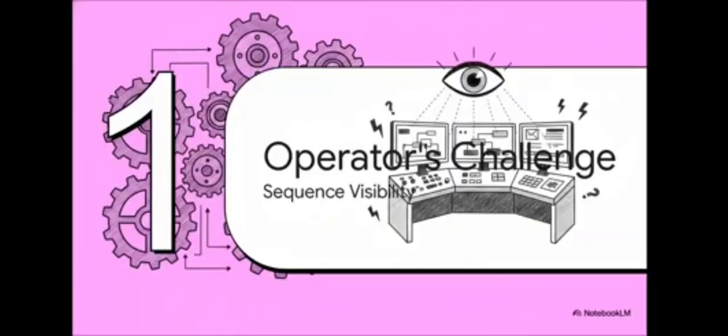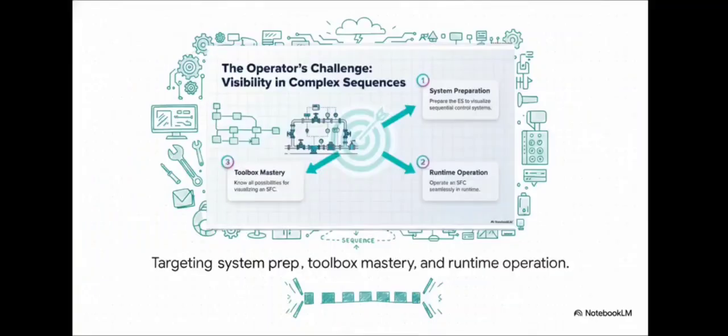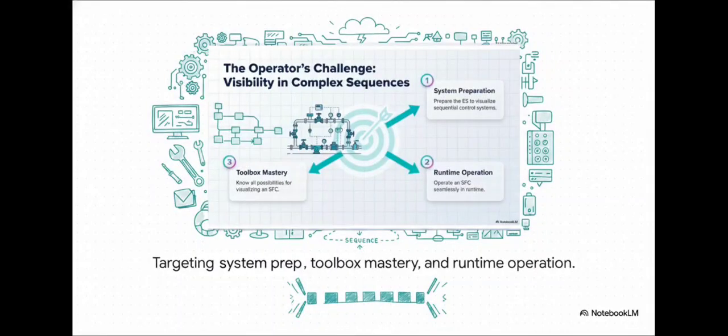All right, let's kick things off with Section 1, the Operator's Challenge, and the quest for visibility in complex sequences. Giving operators true visibility isn't just a matter of flipping a single switch, it's really more of a 3-part target. First up, you've got to nail system preparation. That means setting up your engineering station, or ES, correctly so it's actually ready to visualize those sequential control systems. Second is toolbox mastery. You need to know every single tool at your disposal for visualizing a sequential function chart, or SFC. And third, all of this prep has to culminate in seamless runtime operation. Hit all 3 of these targets, and boom, you've completely empowered your operator.